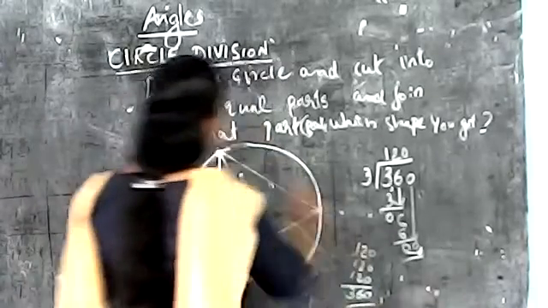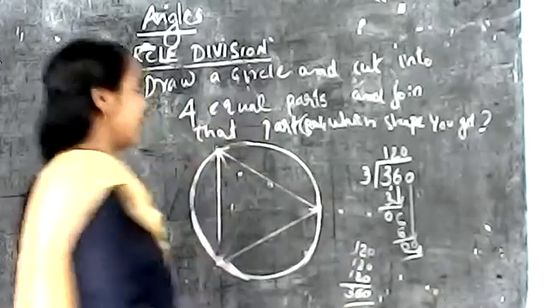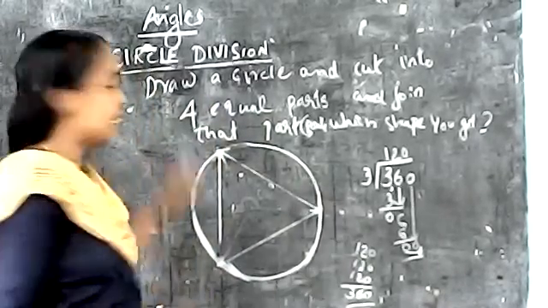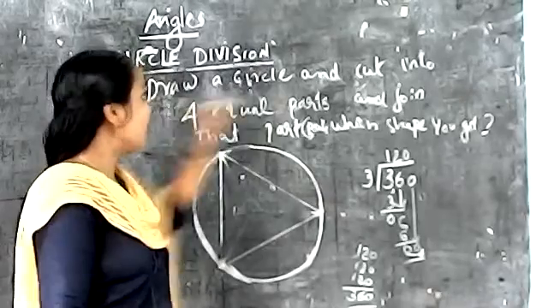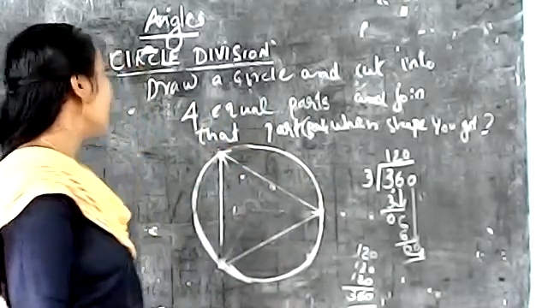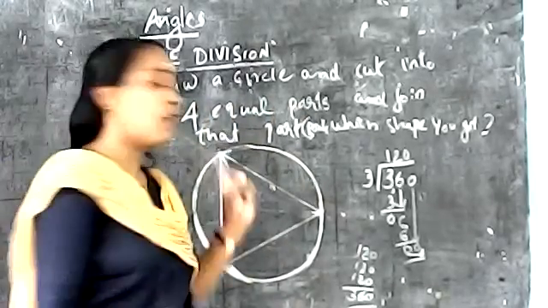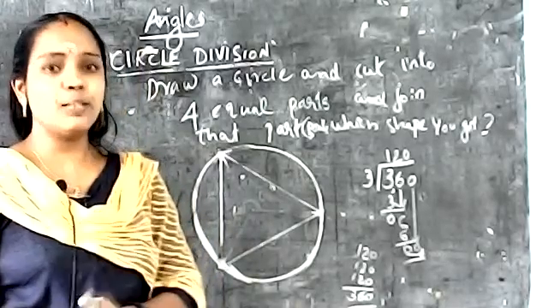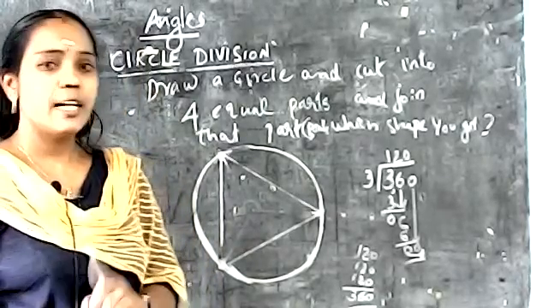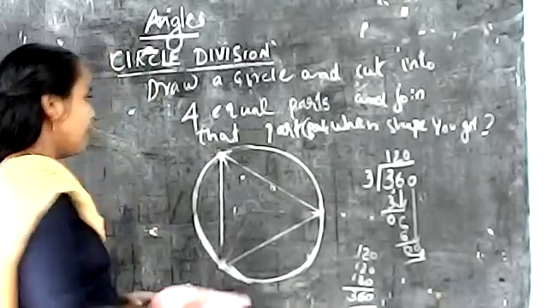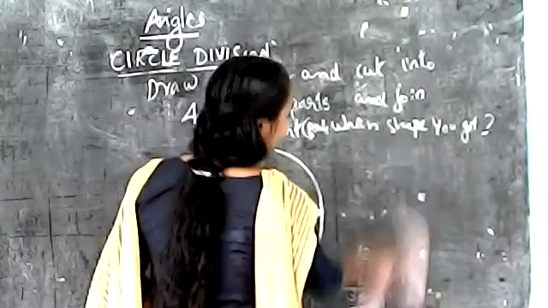Draw a circle and cut it into 4 equal parts. Next question: draw a circle and cut it into 4 equal parts, and by joining those points you get one figure. What is the name of that figure? How can we find out?